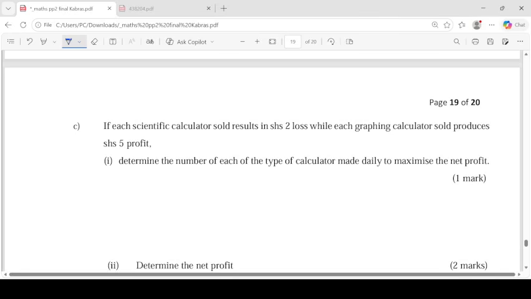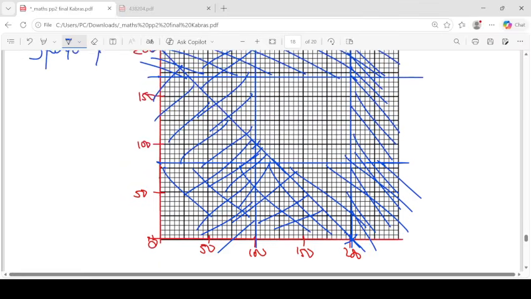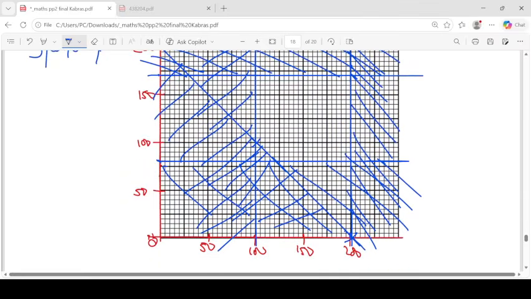So for maximum profit, the graphic calculator should be more, while the scientific calculator should be less. So from the diagram, scientific is x, graphic is y. So the x value should be small, while the y value should be big. So this should be 100 and 170 at this corner point here. Because at this point, you just observe the corner points. At this point, we have 100 and 170. In this other corner point, we have 200, 170.